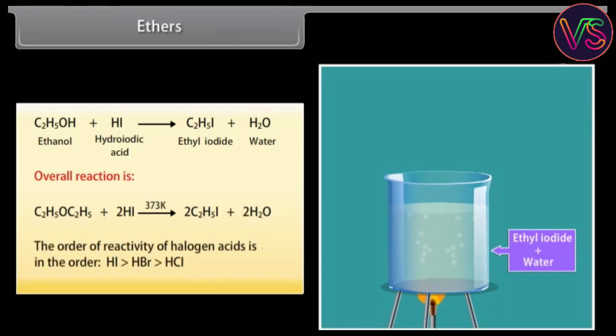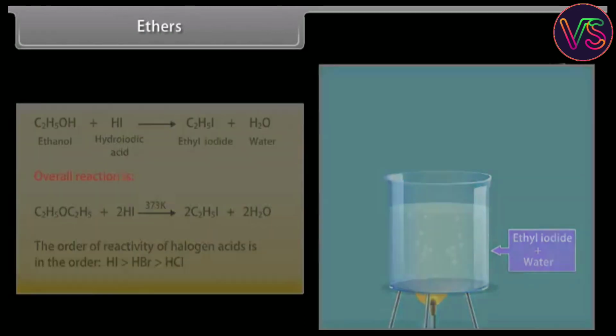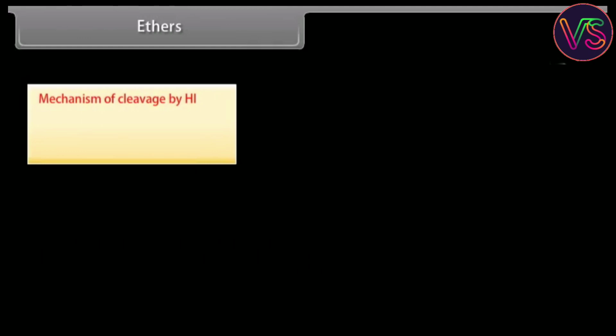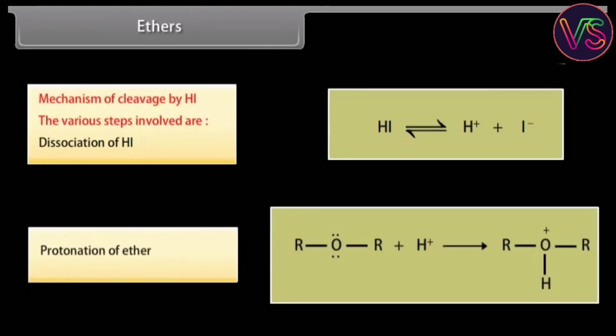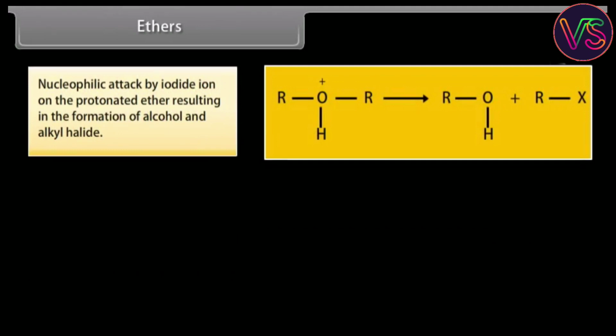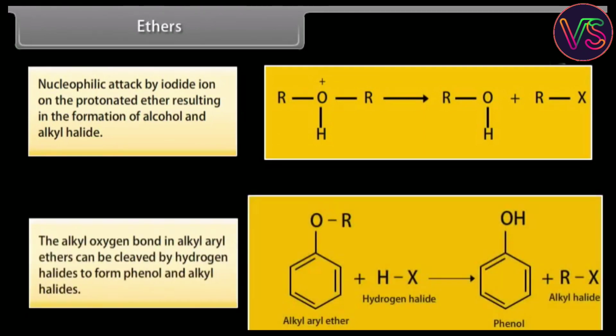The order of reactivity of halogen acids is hydrogen iodide followed by hydrogen bromide and then hydrogen chloride. Mechanism of cleavage by HI. The various steps involved are dissociation of HI, protonation of ether, nucleophilic attack by iodide ion on the protonated ether resulting in the formation of alcohol and alkyl halide. The alkyl oxygen bond in alkyl aryl ethers can be cleaved by hydrogen halides to form phenol and alkyl halides.